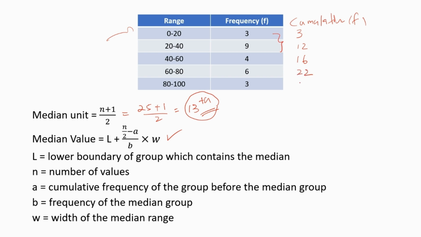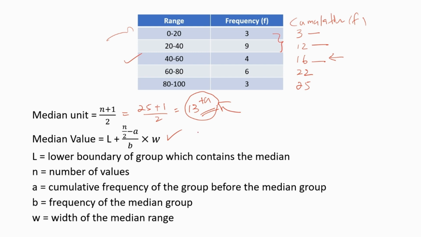22 plus 3 equals 25. These are the cumulative frequencies. Now what we have to find is where the 13th value is. This is the first 3 values. This is the first 12 values and this is the first 16 values. So the 13th value is in this range, the 40 to 60 range.